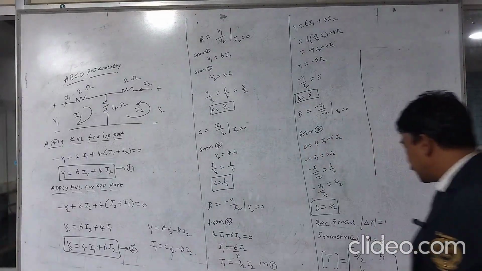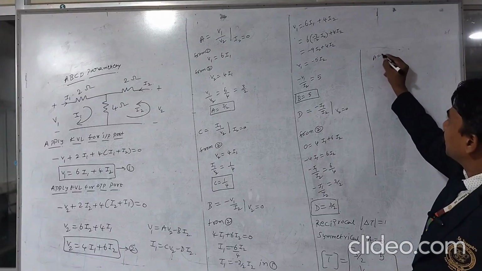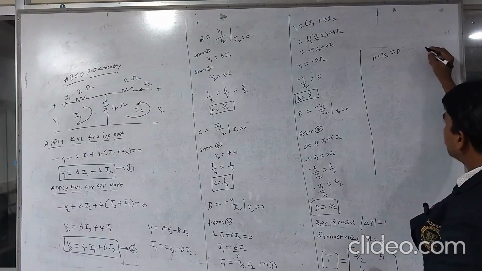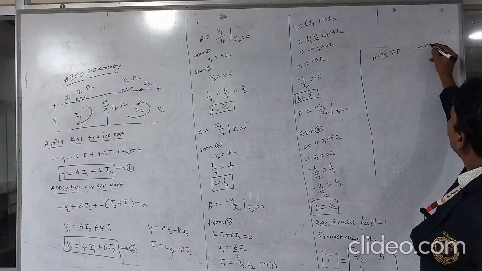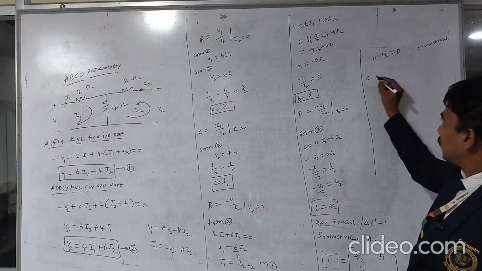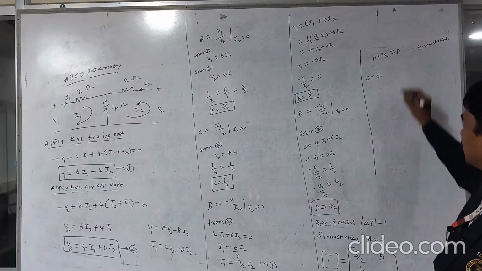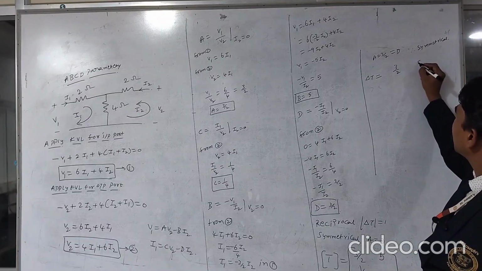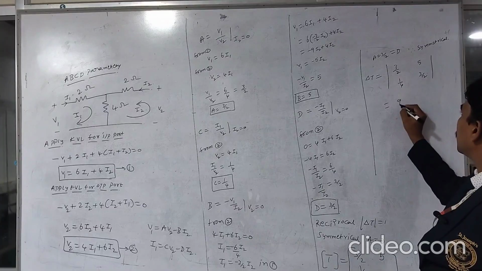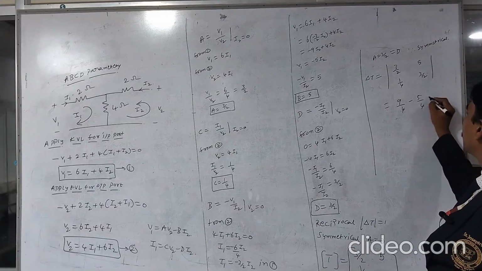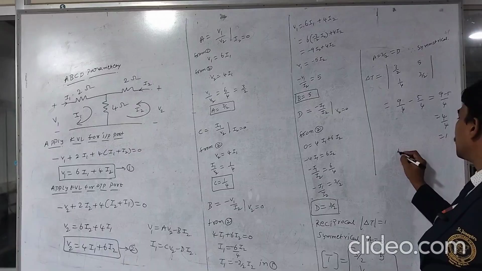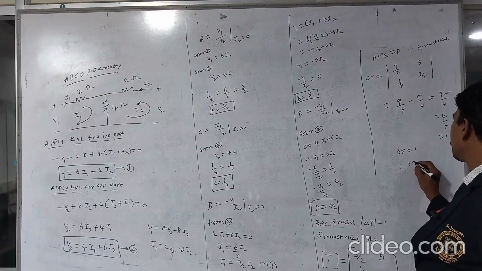So now we can make the comparison. The value of A is 3 by 2, and D is also 3 by 2. So this belongs to symmetrical. Now we'll determine delta T, where delta T is 3 by 2 times 3 by 2 minus 5 times 1 by 4, which is 9 by 4 minus 5 by 4. So delta T equal to 1. So it belongs to reciprocal, right?